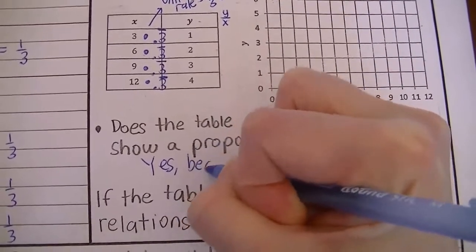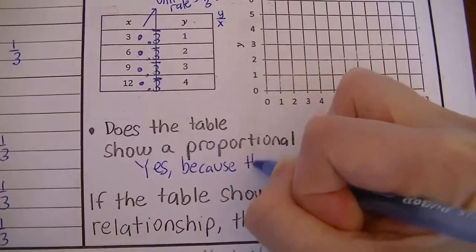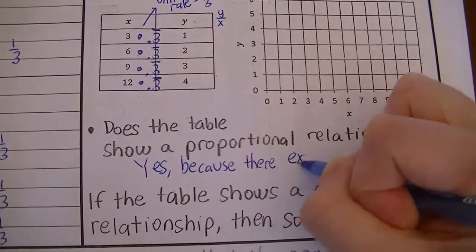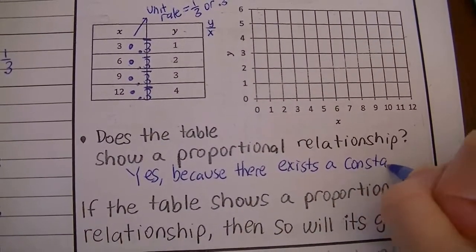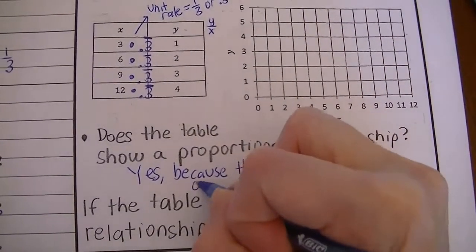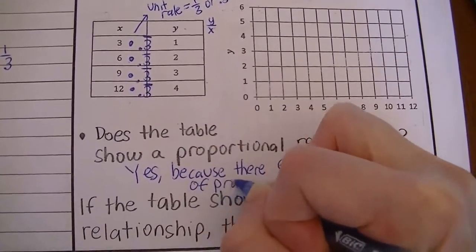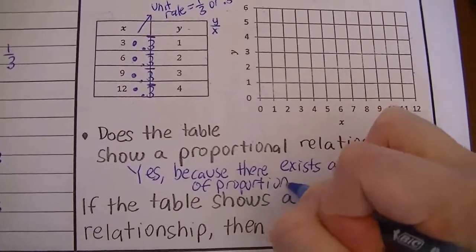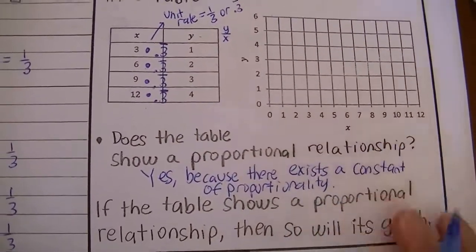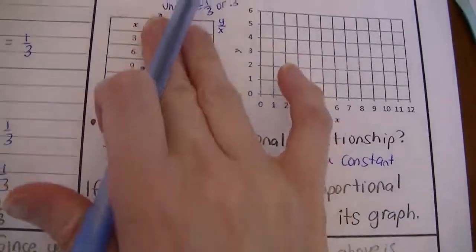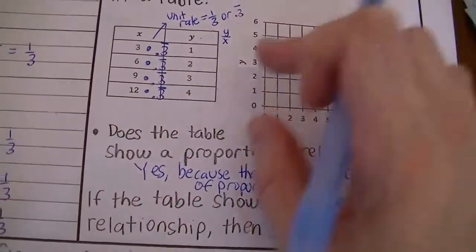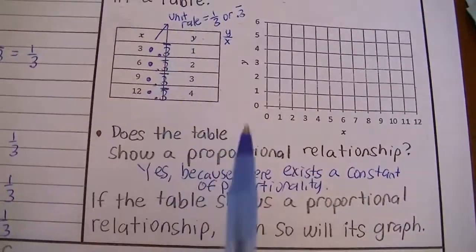All right, so we know that this is a proportional table, so we can answer this question. Yes, because there exists a constant of proportionality, and that's just a fancy word for unit rate. Something that you ought to know is if the table shows a proportional relationship, then so will the graph of the coordinates within the table.